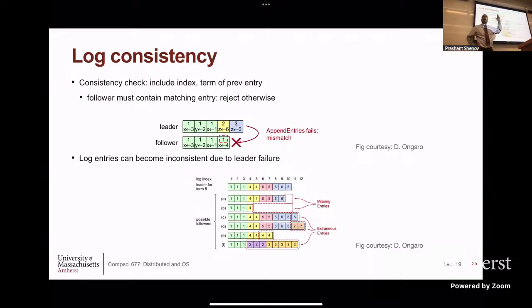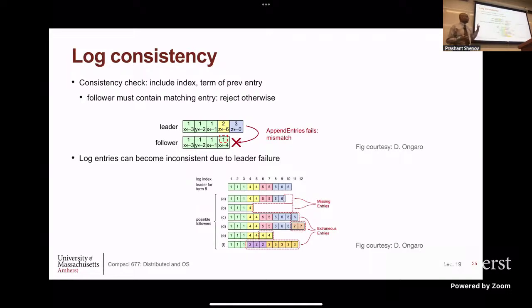Maybe it got partitioned, it picked some leader, it added some entries, and then disappeared. So this has extraneous entries. These have also extraneous entries, and so on. So you can have all kinds of problems. When a follower comes up, it might have missing entries. It may have entries that the leader never agreed to, that are just extraneous and have to be discarded. So you have to do log repair.